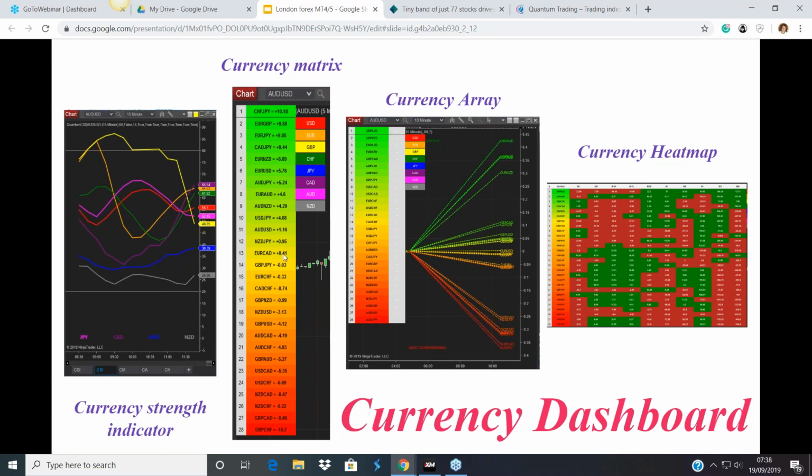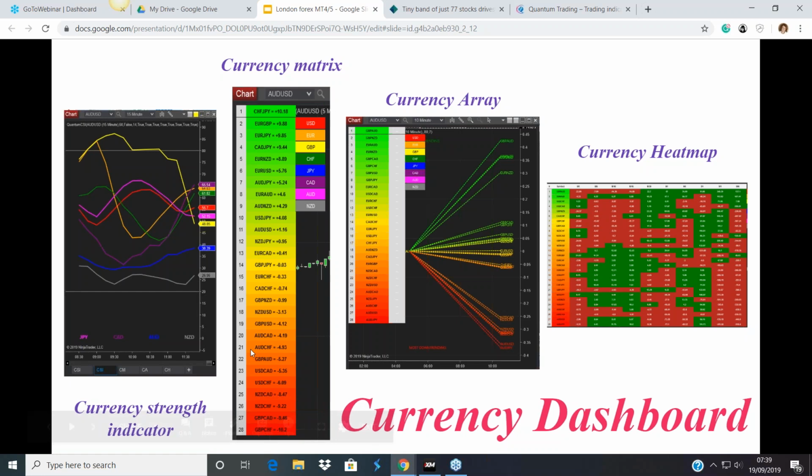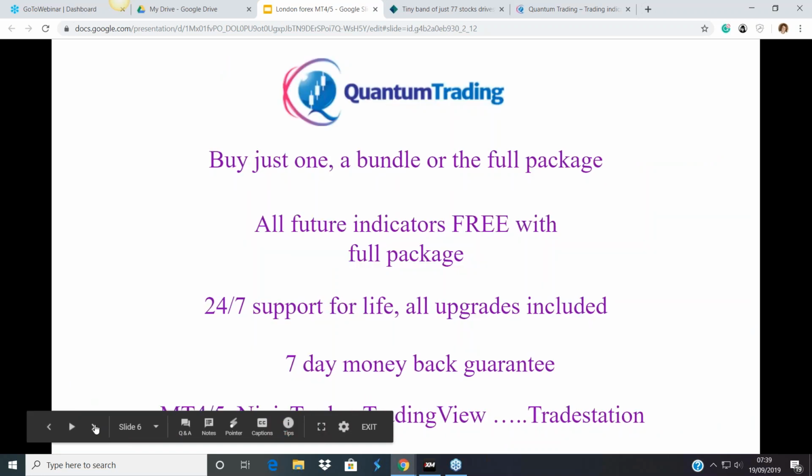Then we have the matrix, which ranks the pairs, which are the pairs that are being most bought, most sold. The array, which is a measure of strength of momentum, and that's really quite important. That's something I want to talk about, and it gives an indication of the time a trend has taken to develop. And then we have the heat map, which is a unique indicator which looks at what is happening in multiple time frames. But as I said, the best way to look at it is in action.